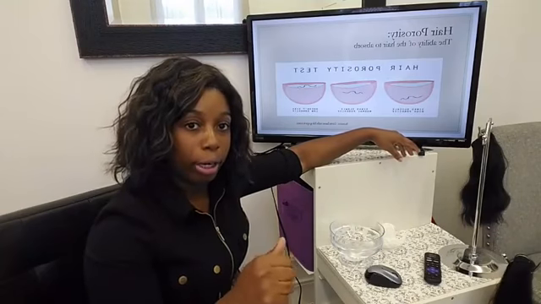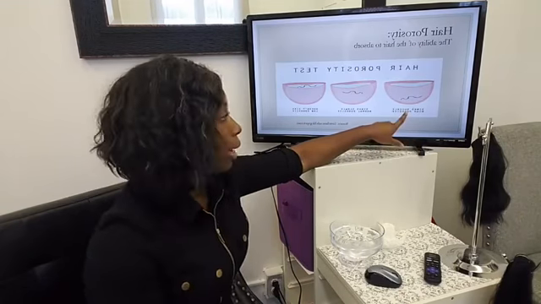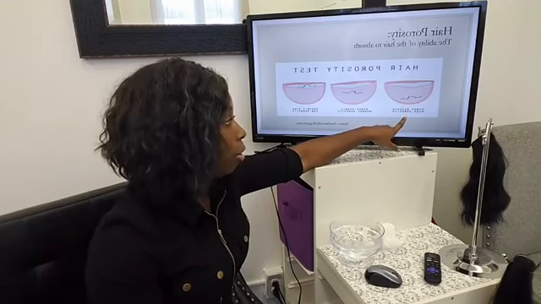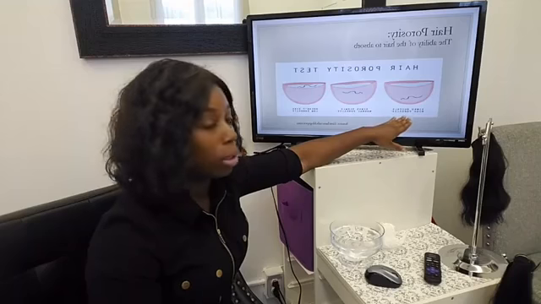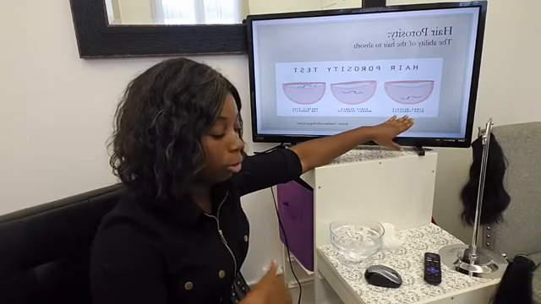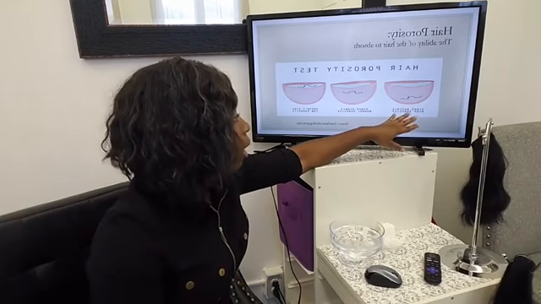So if you wet your hair and it automatically gets wet the second you drop water on it, 9 times out of 10, you have high porosity hair. You have to be careful with this because it's going to take in a lot. And I'm going to show you an example of what high porosity hair looks like as far as the shaft.